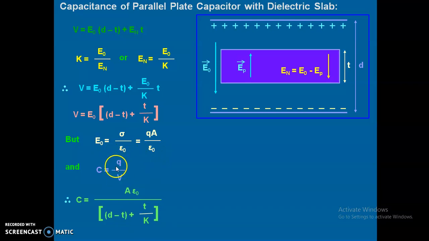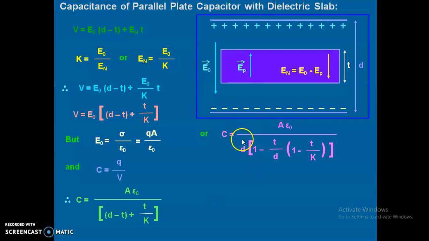So the charge value and the potential difference value we have used, and we have got this particular expression. We can write Q as Q only, and the V value is E naught bracket d minus t plus t by K, right? And the value of E naught is Q by A epsilon naught, so Q and Q will cancel, and the expression left is this. So this is the capacitance of a parallel plate capacitor when a dielectric slab of thickness t is placed between the plates, right?